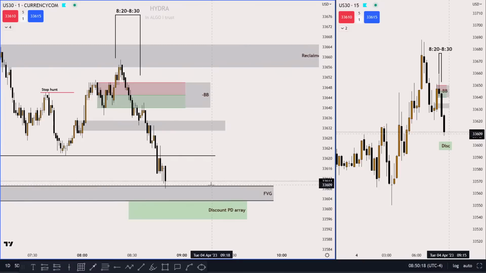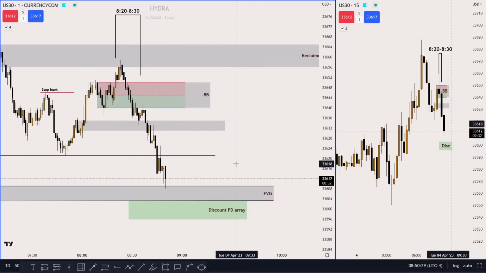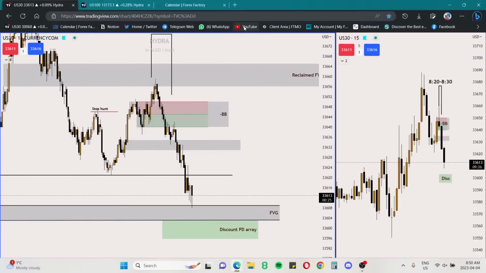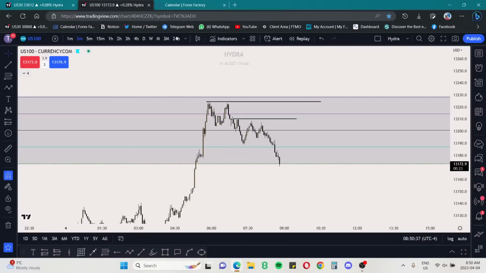So our TP was hit, right? If you are still holding, close it because it's not safe. It's not safe anymore. Close your trade. We don't get greedy here. Okay, let's see what Dixie is doing.